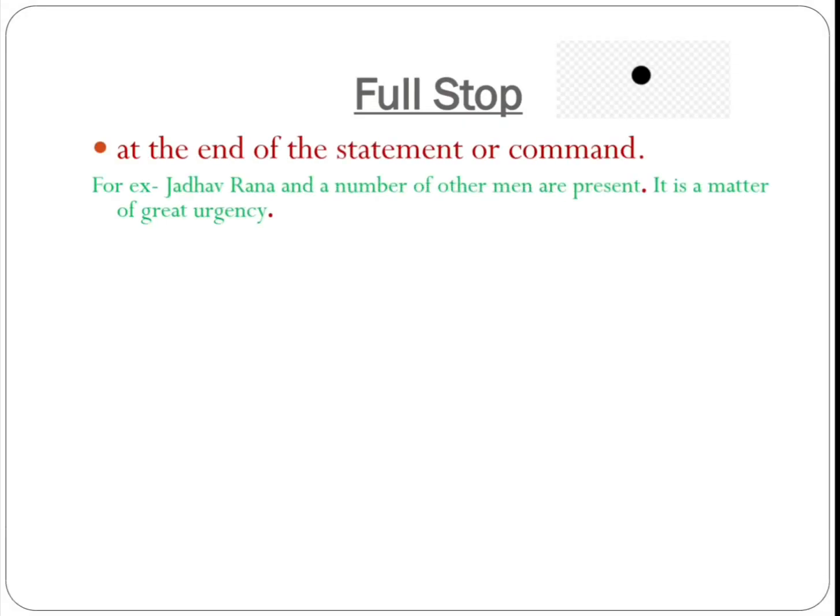Now let's start with full stop. Full stop is used at the end of a statement or command. For example, Jadav Rana and a number of other men are present. Full stop. In this sentence, it's a statement and it is also called a declarative sentence. The second sentence is, it is a matter of great urgency. Full stop. Here again it is a statement and after a full stop we will start with a capital letter.